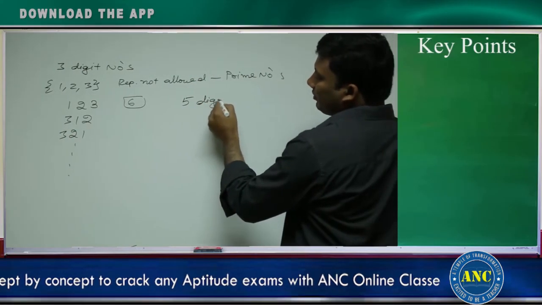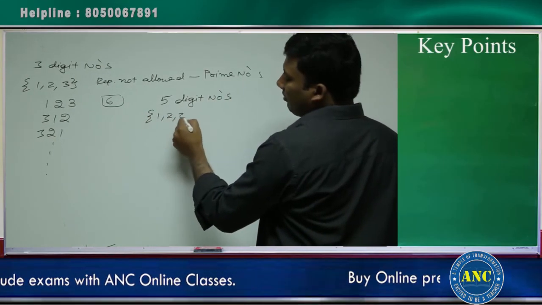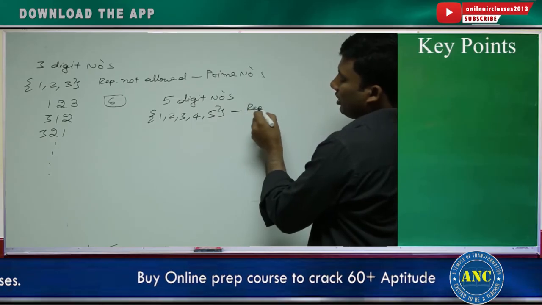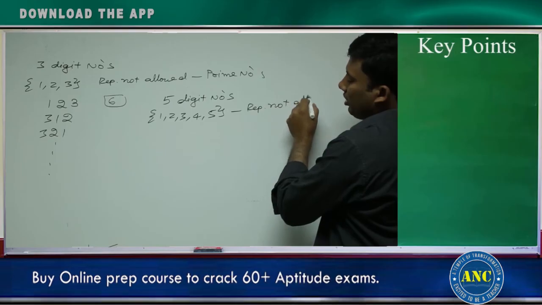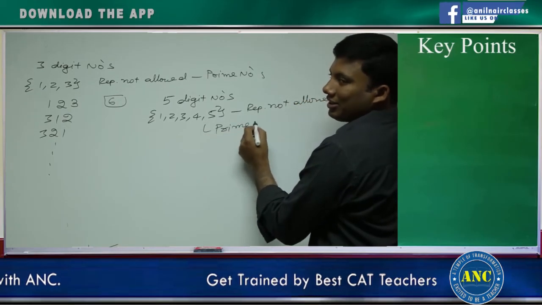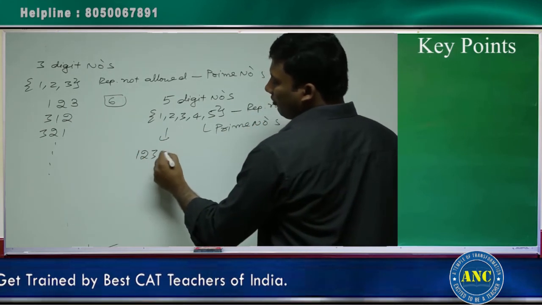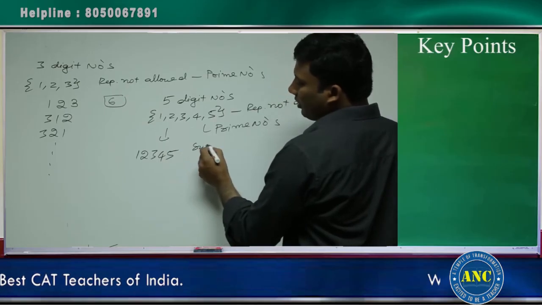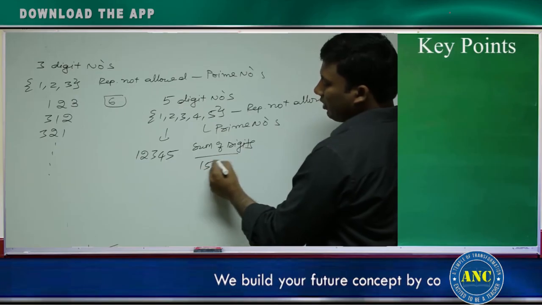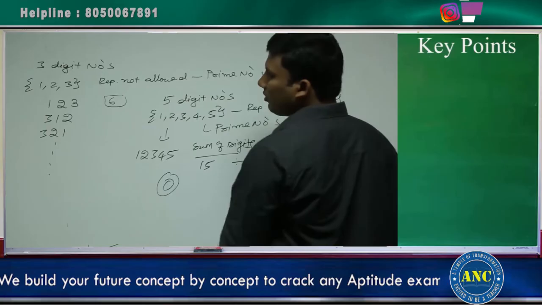Suppose how many 5-digit numbers can be formed by using the digits 1, 2, 3, 4, 5, repetition not allowed, are prime numbers? All these are subsets of the questions whatever we discussed. Again, what is the sum of the digits? 15. Again divisible by 3. I hope it is clear. The answer in all these cases is 0. Please write down.